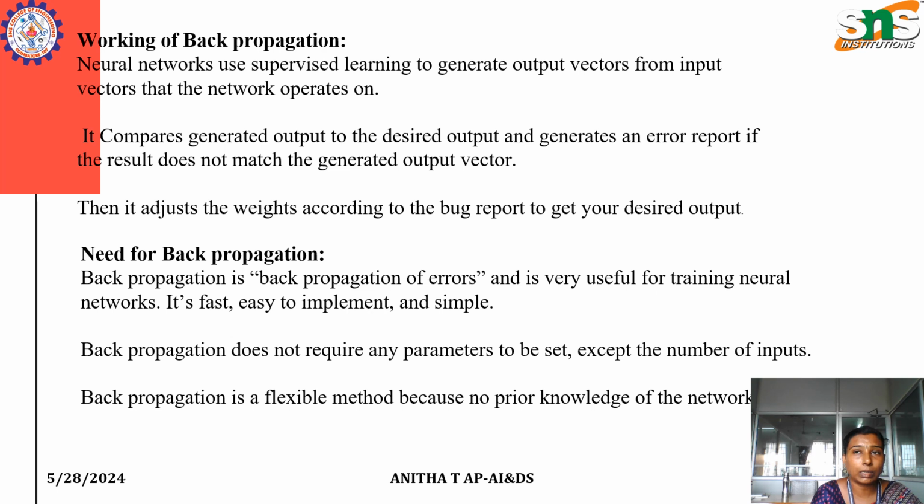And then the neural network uses supervised learning to generate output vectors from input vectors that the network operates on, and then it adjusts the weights according to the error report to get the desired outputs. It compares the generated output to the desired output and generates an error report if the result does not match. And then it does not require any parameters to be set, except the number of inputs, and it is one of the flexible methods.